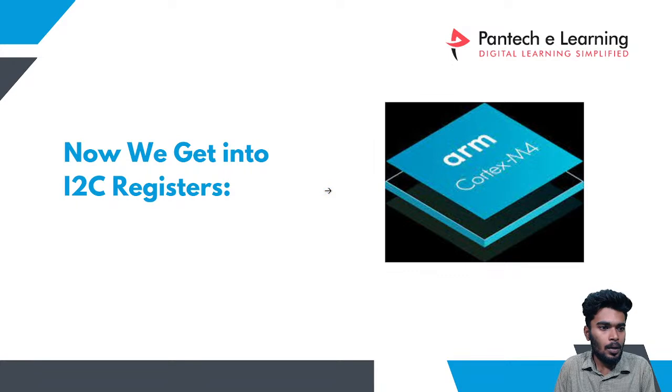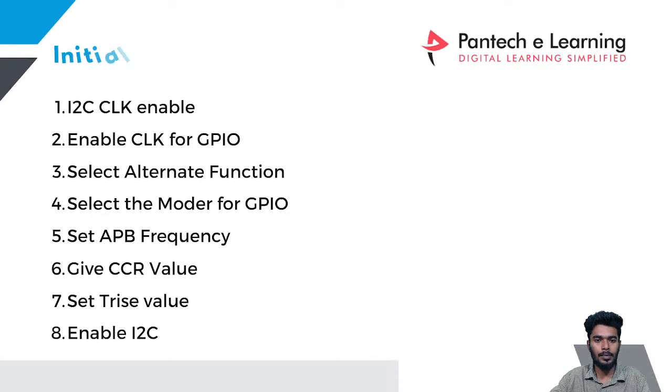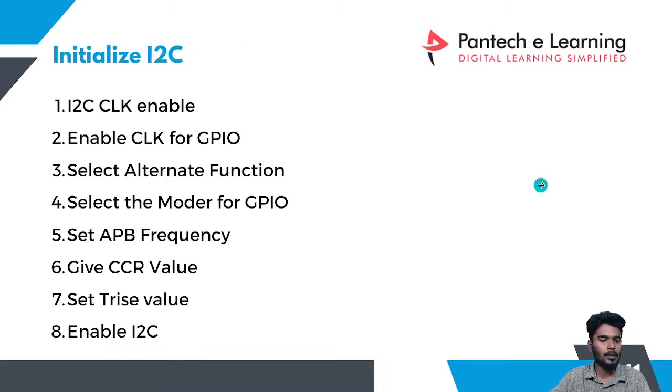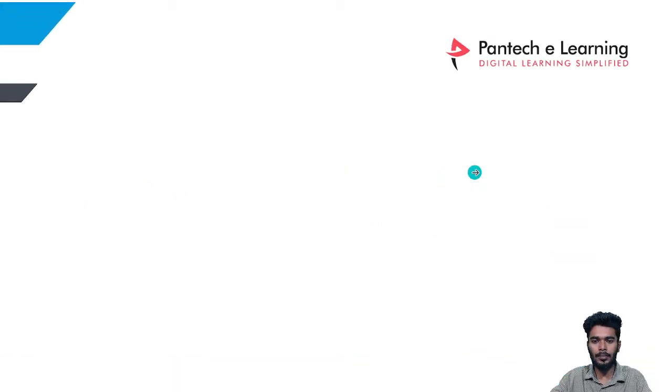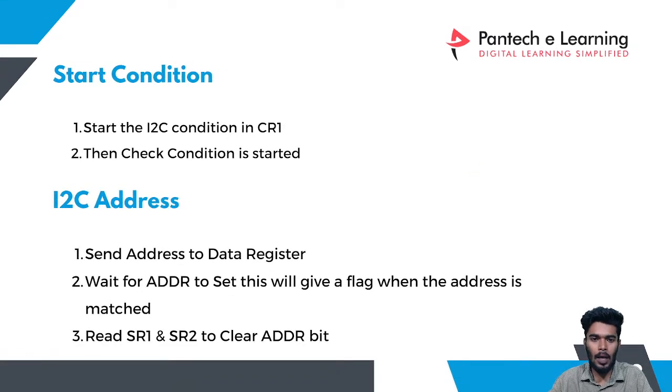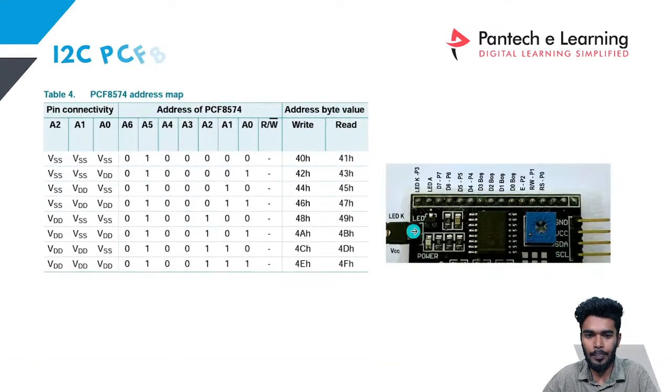Okay, guys, we will get into today's session. In the previous session, we developed the code for I2C. Today we are going to implement those codes. We have already created the system I2C configuration settings and the initialization settings, and I have already taught you how to derive those formulas and how to give the values for TRISE and CCR. Then we created the start condition, the address and write function, and the stop condition.